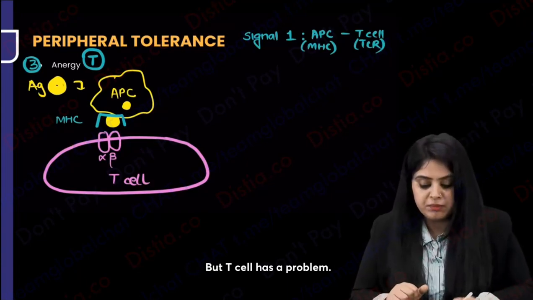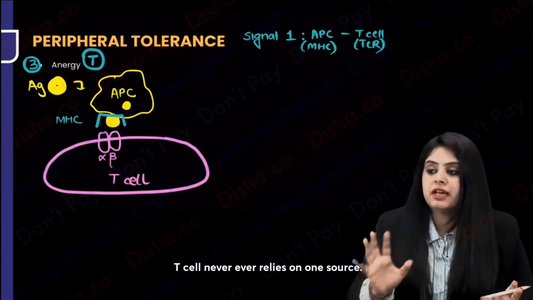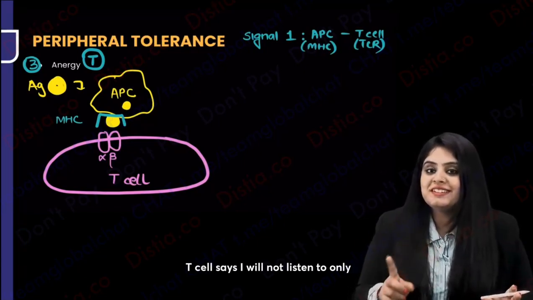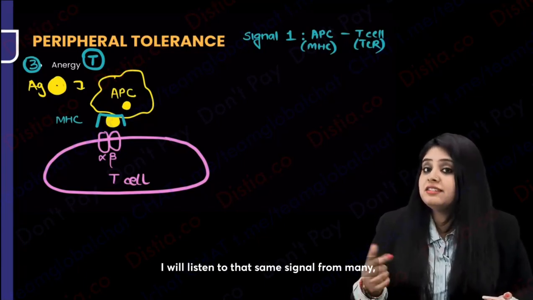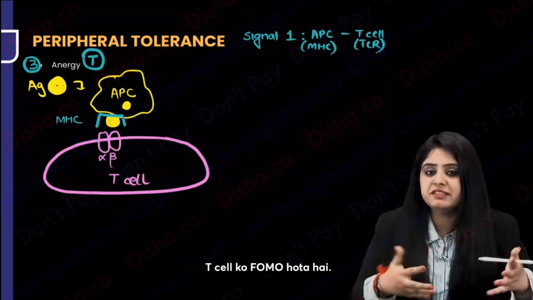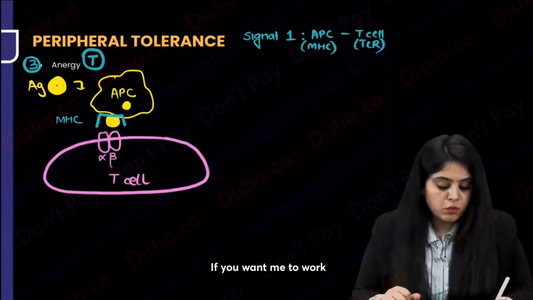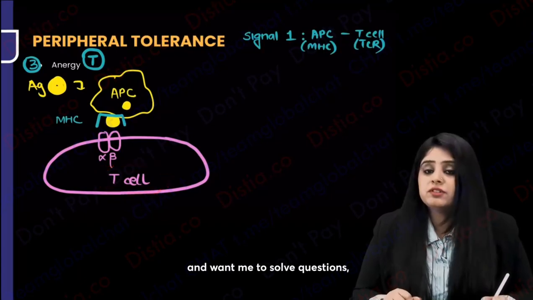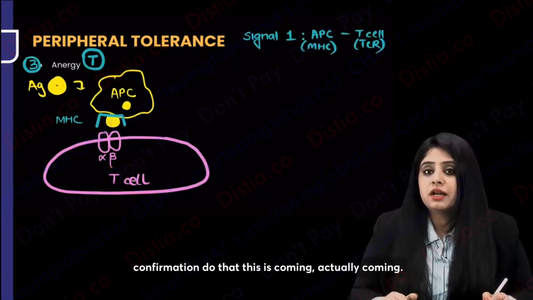But the T cell has a problem. The T cell is like all of us. The T cell never ever relies on one source. The T cell says, I will not listen to only one lecture and one app. I will listen to that same signal from many teachers. Like the problem we have. T cell ko FOMO hota hai. That one signal alone is not enough. If you want me to work and want me to solve questions, give me another signal, confirmation. Confirmation that this is actually coming.